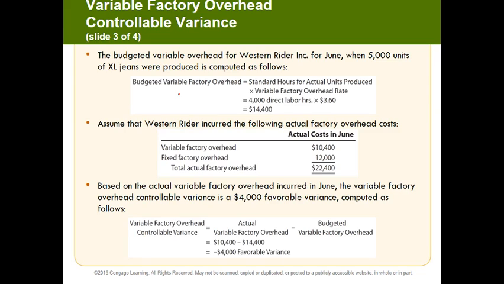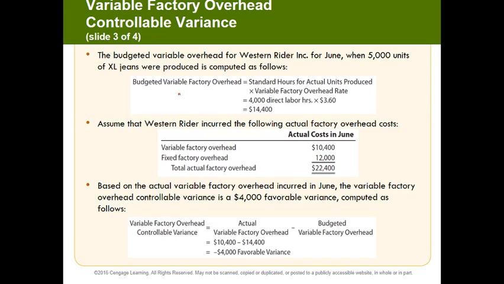So here we have the information again for Western Rider. You notice that we don't change it. Still got 5,000 units of XL jeans. These are their various costs. And based on the actual variable factory overhead that we incurred in the month of June, the variable factory overhead controllable variance is a $4,000 favorable variance.